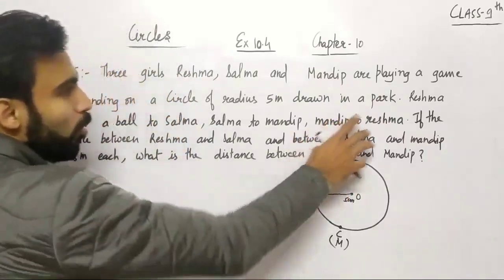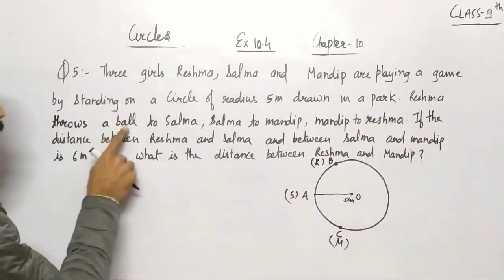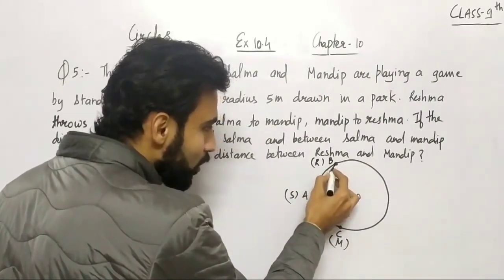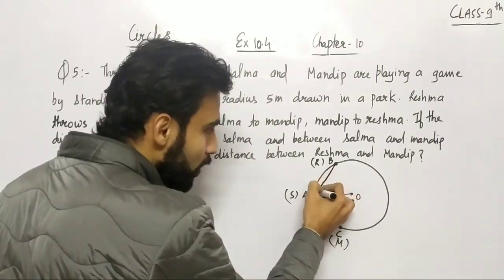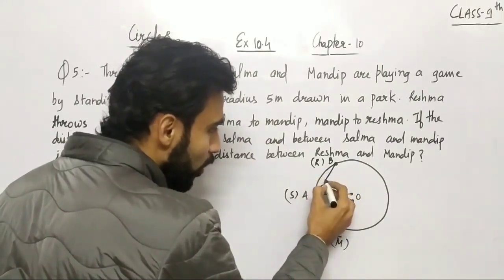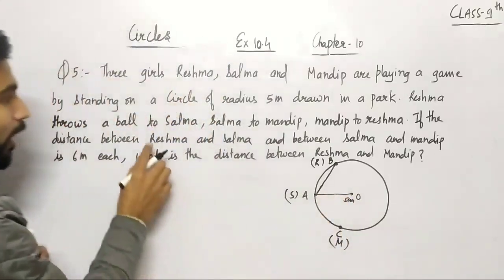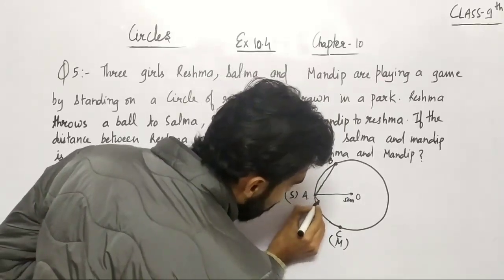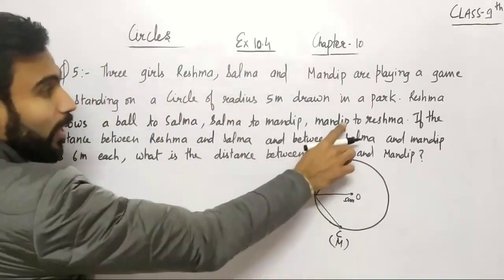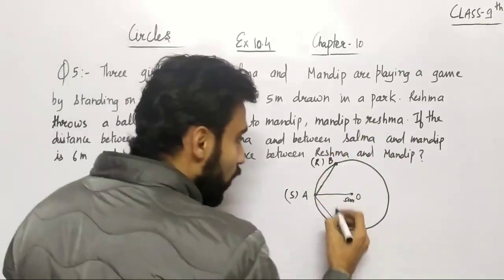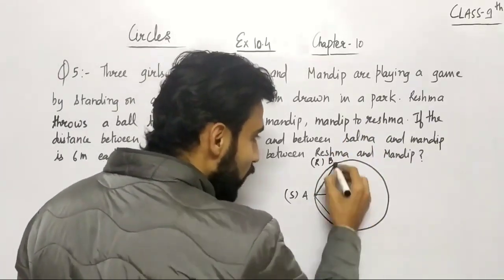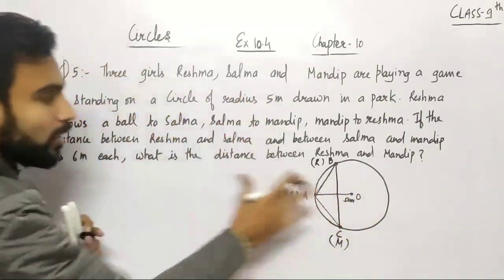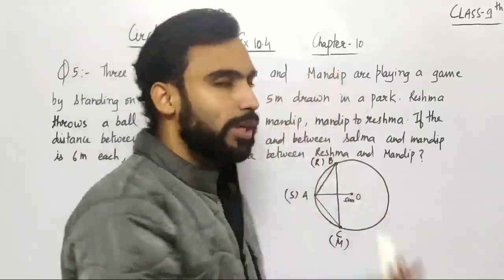Let me move further: Reshma throws a ball to Salma. You can see, to whom did Reshma throw the ball? To Salma. So let me join Reshma and Salma like this, with a better straight line. Then Salma passes the ball to Mandeep. Then Mandeep again transfers the ball to Reshma, so that will be like this. Let me join that. So this is going to be the diagram according to the given condition.